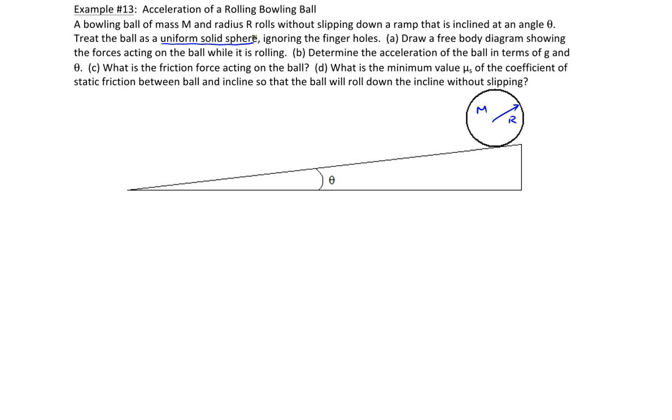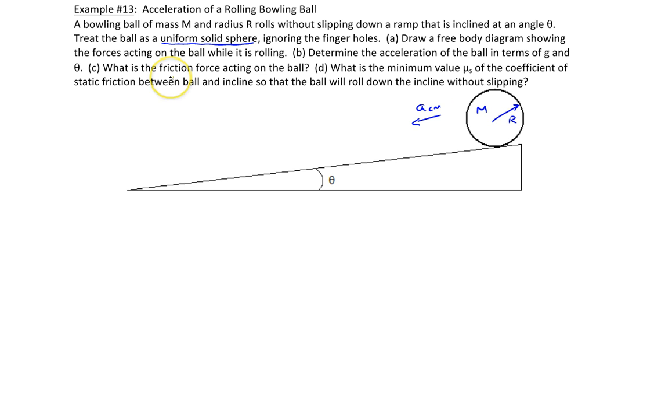That means we're going to ignore the little finger holes that you have on a bowling ball, and just treat it as a uniform solid sphere. First part, we're going to be drawing a free body diagram for the bowling ball. Part B, we're going to determine the acceleration down the ramp. That's the acceleration of the center of mass.